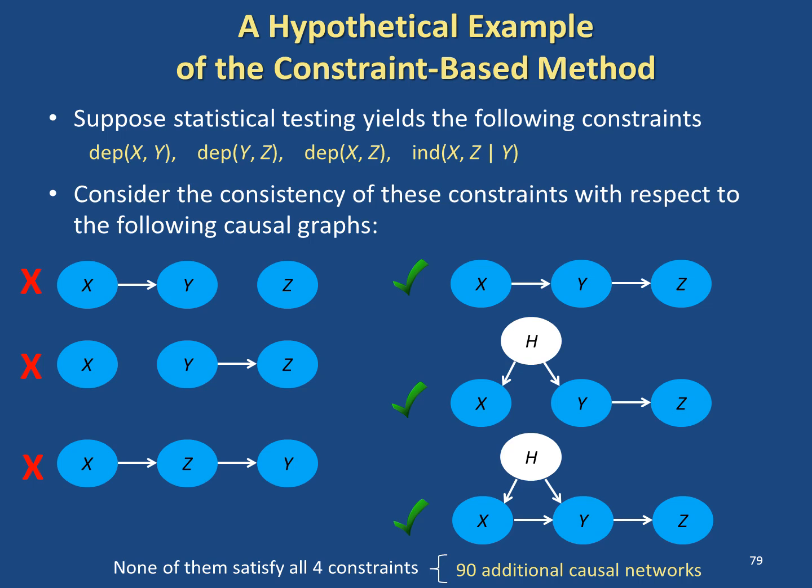that one's consistent. Now, if we had more time, we could go through and show that this one also satisfies the four constraints, even if we have a hidden confounder of X and Y. And even if we have a hidden confounder of X and Y and X causes Y, that one is also consistent. It turns out for the 90 additional causal networks, which we could enumerate if we had time, none of them satisfy the four constraints above. Okay? So what do you find that's consistent among those three that are the same? What's similar among the three that are consistent with the four constraints in the data?